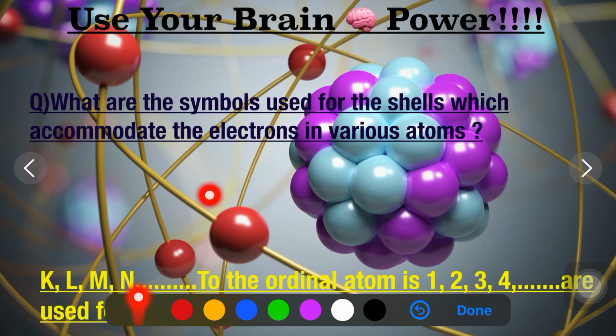What is the outermost shell of the sodium atom? So here is the answer. The sodium atom's atomic number is 11. So the electronic configuration will be 2 electrons in K shell. 11 minus 2 is 9. So 8 electrons in L shell and the remaining 1 electron will be in M shell. So the outermost shell will be M.